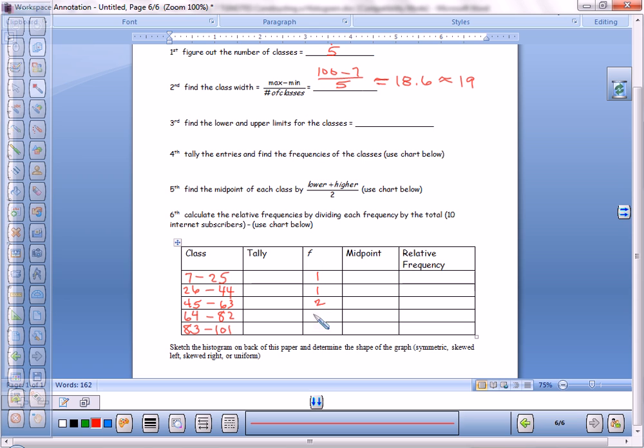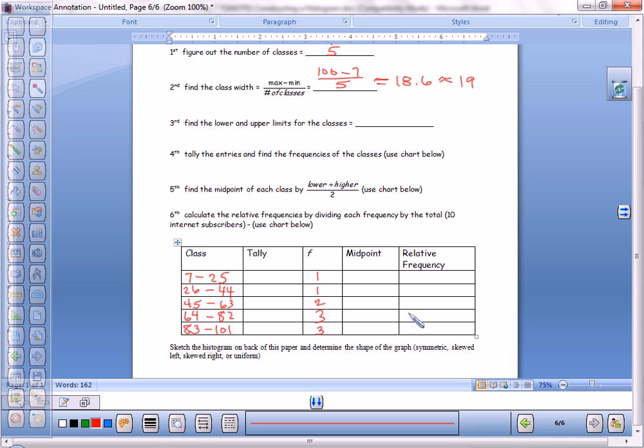So what we did was we looked back up at the top of the page where our data was. How many pieces of data are between 7 and 25? 1. How many pieces of data fall between 26 and 44? 1. How many pieces of data fall between 45 and 63? 2. Okay, now the midpoints. Add them up, divide by 2. So what is 7 plus 25?